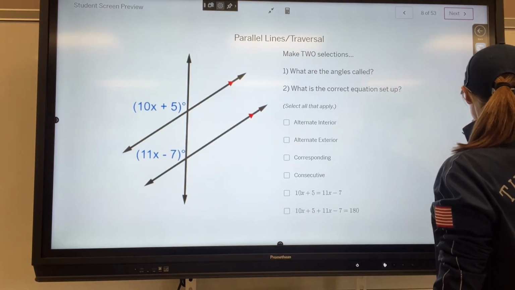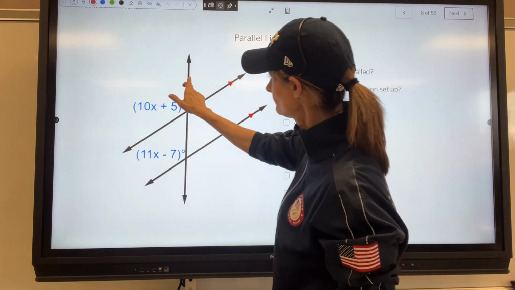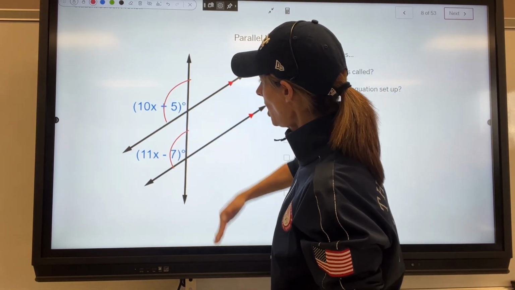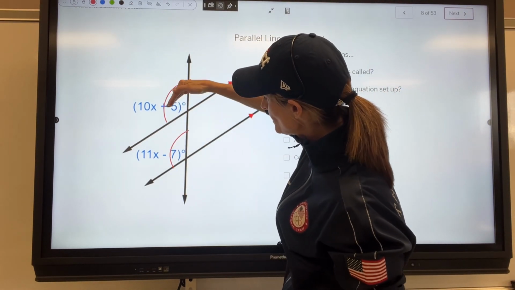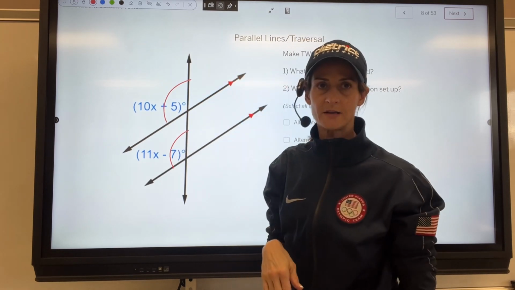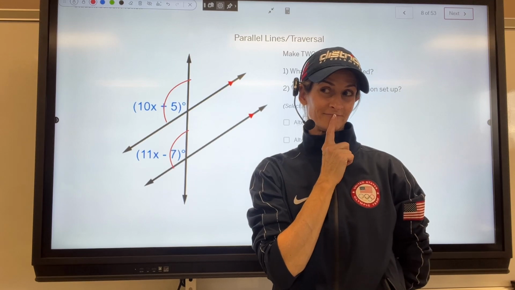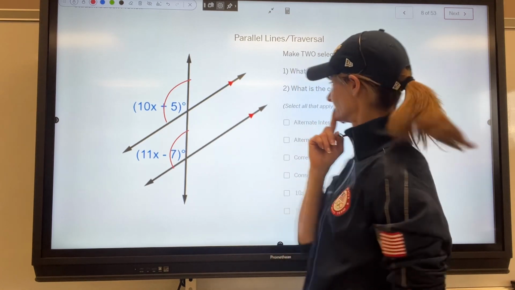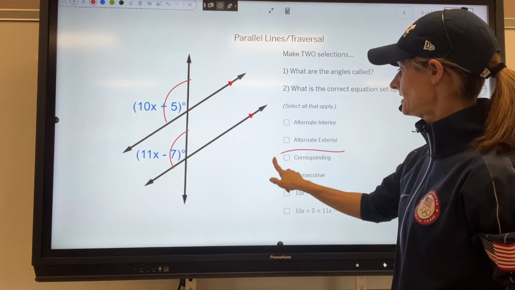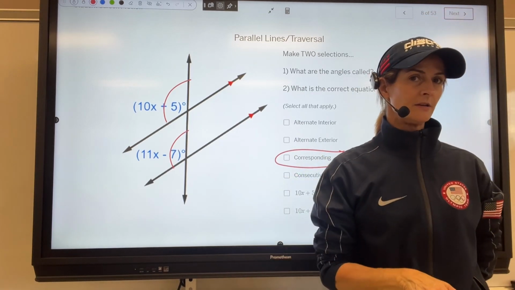All right, these angles are in the same place. So they correspond to the same place on these two lines. So these are called what kind of angles? Corresponding angles. You need to know these.